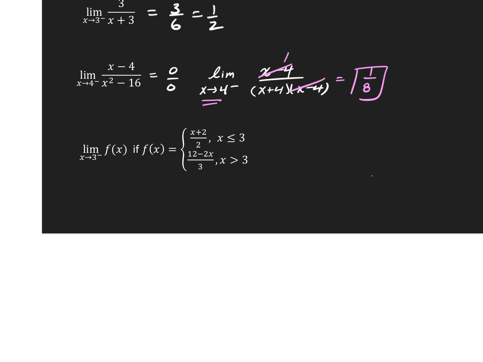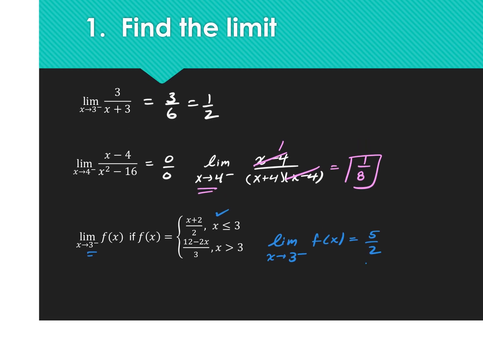For this one, it's asking for a left-sided limit only. So I'm going to plug into this one. We would get the limit as x goes to 3 from the left of f of x. I plug it into the top function. So 3 plus 2, we get 5/2 for that one.